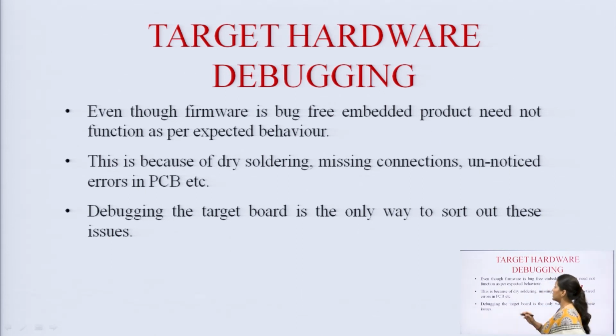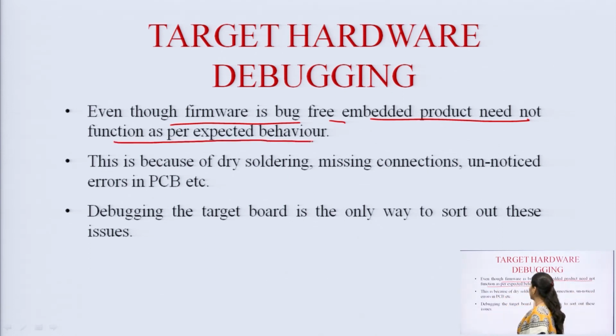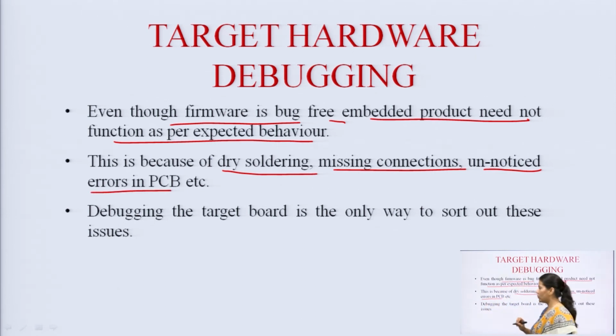What it is saying is that even though the firmware is bug free, firmware is all the software related to the hardware, the embedded product need not function as per expected behavior. Why is it happening? This is because of dry soldering, missing connections, unnoticed errors in PCB, etc. So, what are these things?